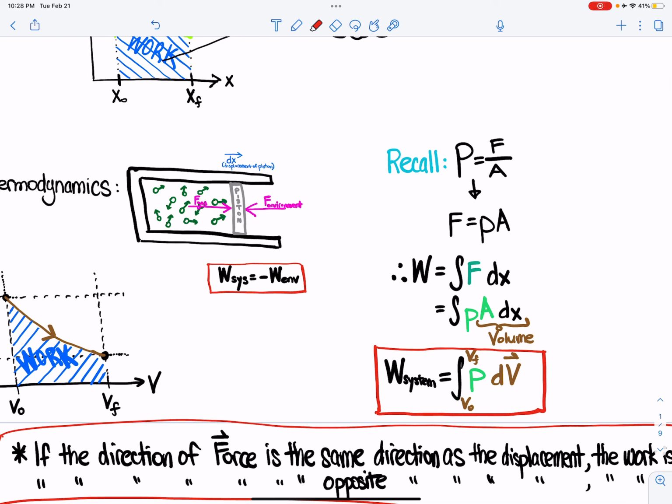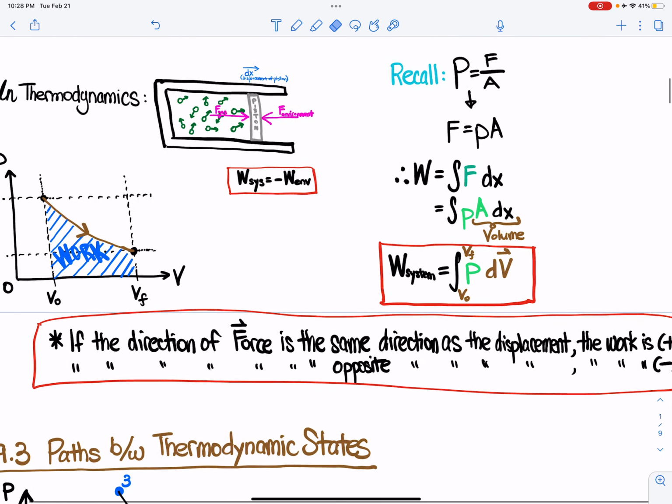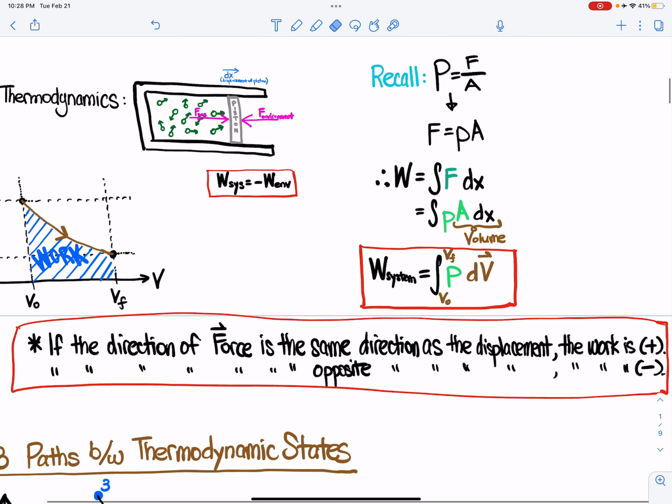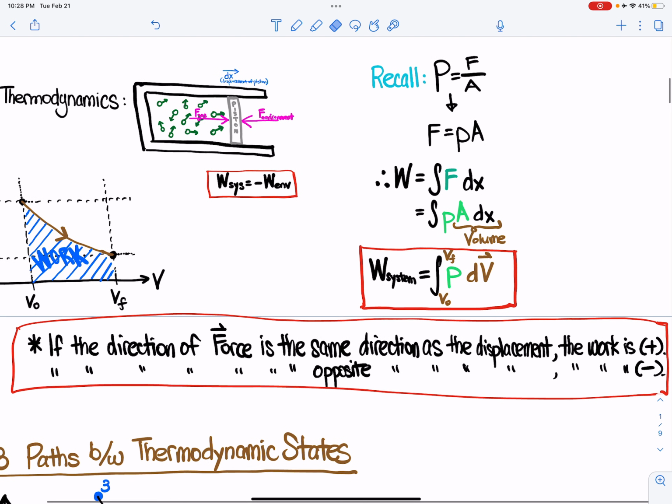Now let's look at the work done by the environment. The work done by the environment goes towards the left, and the piston goes towards the right. That's where our dx is, moves to the right. Our piston moves to the right. So as a result, in that case, the direction of force from the environment is the opposite direction as the displacement of the piston. So the work done by the environment in that case is negative, okay? That's all it is.